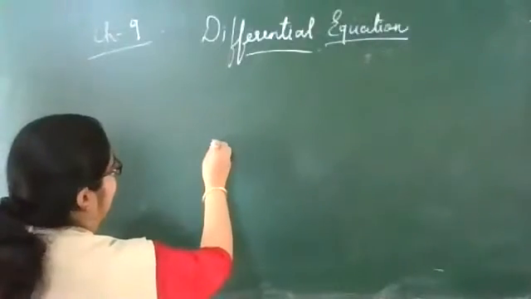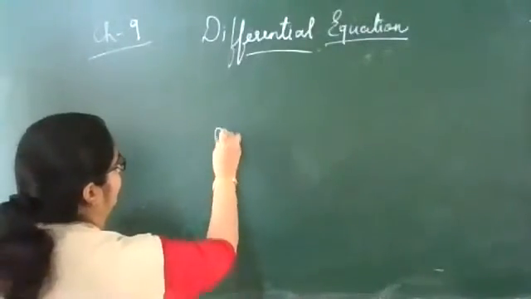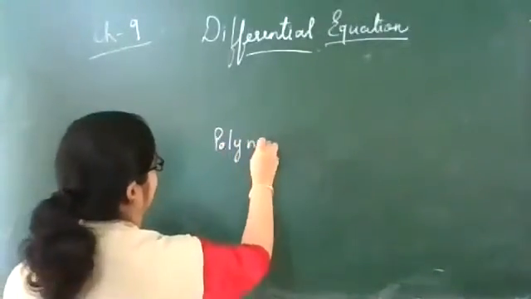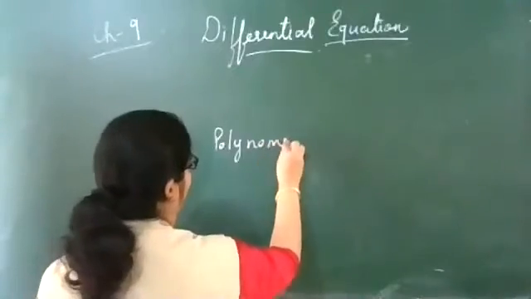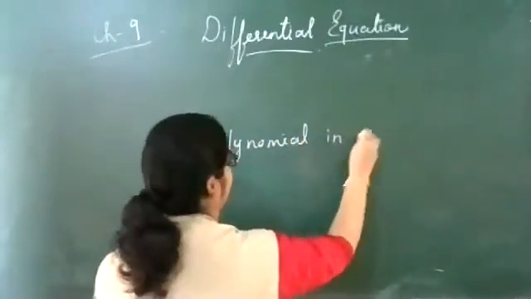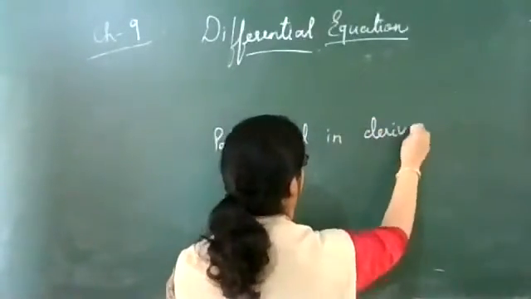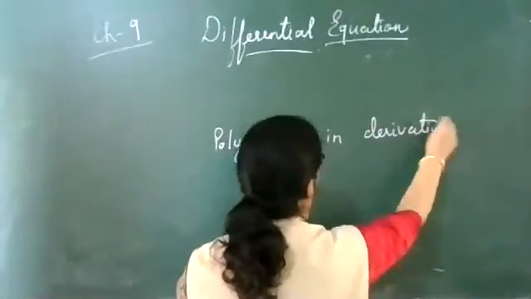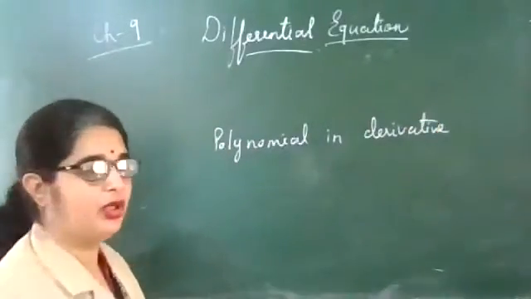For finding degree, your differential equation should be polynomial. Polynomial equation. Polynomial in derivative. Now you will say, what does it mean? Anyone who can tell me what is a polynomial equation?